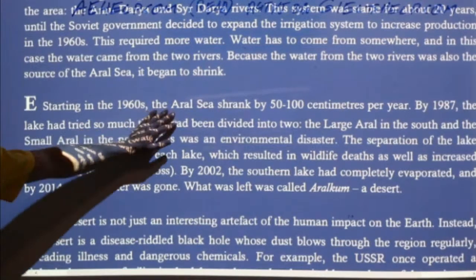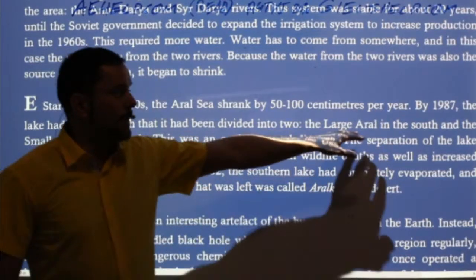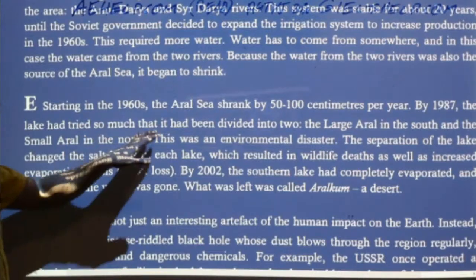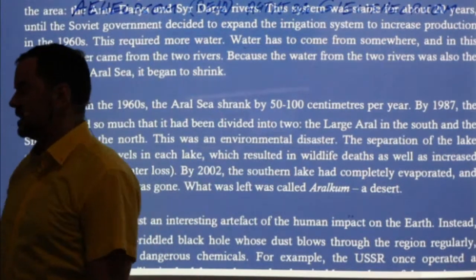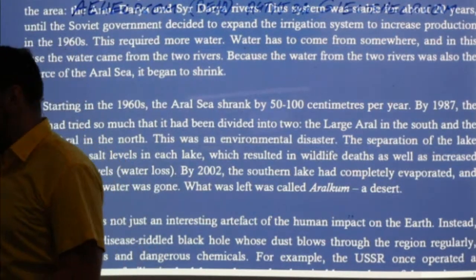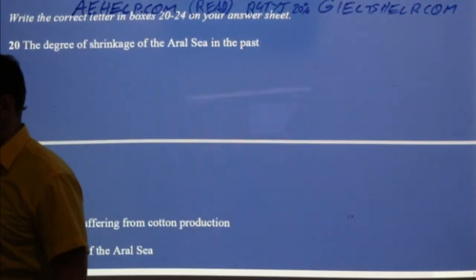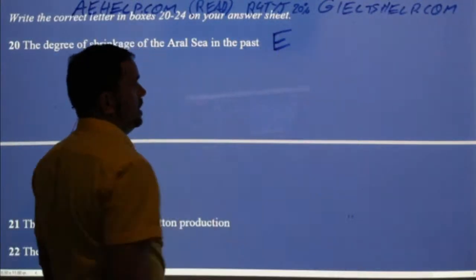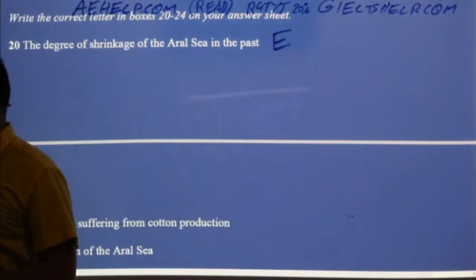Starting in the 1960s, the Aral Sea shrank by 50 to 100 centimeters per year. By 1987, the lake had dried so much that it had been divided into two. So that's it right there. It would definitely be paragraph E in this case. So E it is. This is why skimming and scanning would be slow, because you'd have to go through A, B, C, D before getting to the answer.